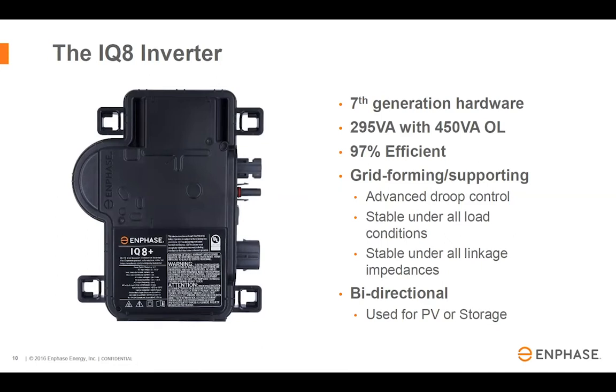It uses a very advanced form of droop control. It's sort of a combination of several different presentations I've seen here today. We've designed it to be stable under all load conditions. So the droop controller is designed so that it can be fully loaded and it can go to 0 load instantaneously and still be stable under all different kinds of linkage impedances. So it doesn't matter if it's on inductive lines or resistive lines. The droop controller was designed to be stable under those conditions. And of course, it's bidirectional.